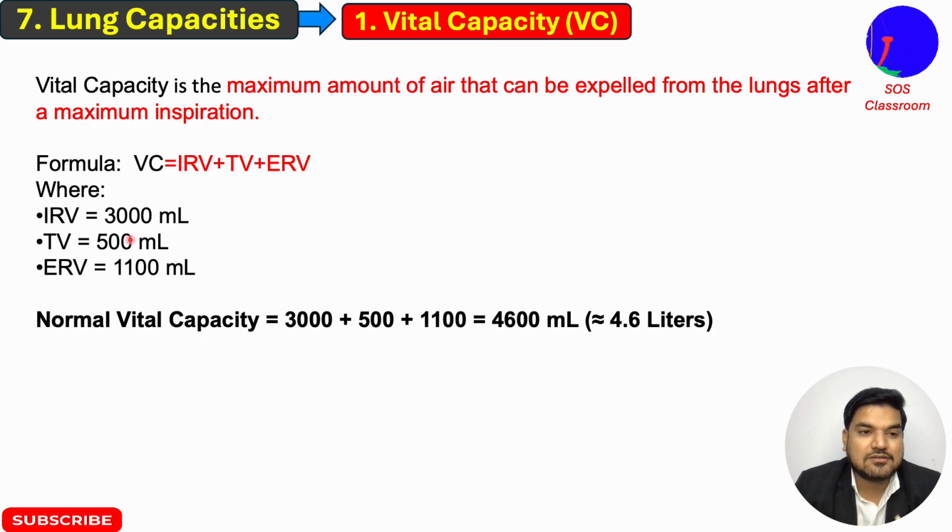So what is the IRV? That is 3000 ml, tidal volume 500 ml, and ERV 1100 ml. So total vital capacity is 3000 plus 500 plus 1100, that is 4600 ml, approximately 4.6 liters. So 4.6 liters is the vital capacity of the lungs.